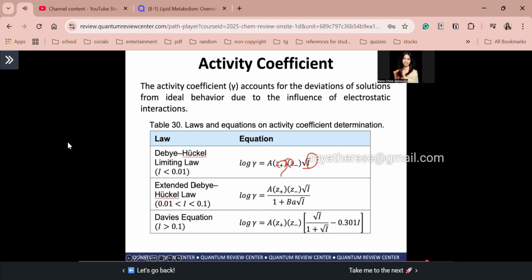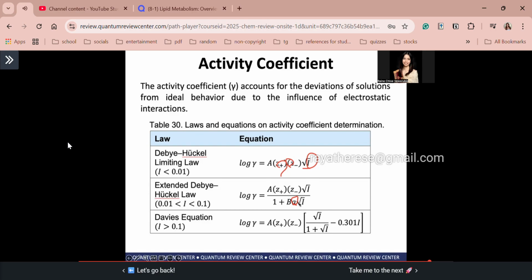Next, the extended Debye-Huckel law. This is used when the ionic strength is between 0.01 and 0.1, for moderately dilute solutions. It is like an improved version of the first law. It includes the ion size A, and it works better for less dilute solutions. The denominator here helps account for how ion size slows down the effect of increasing ionic strength.